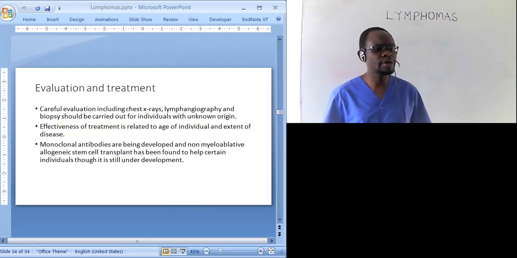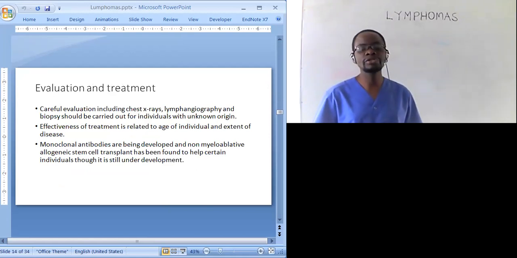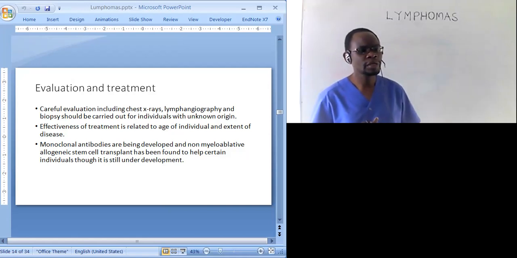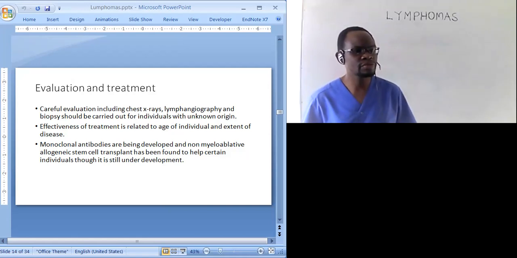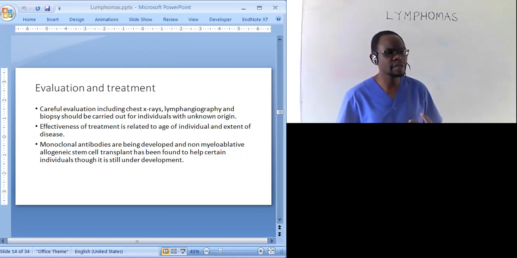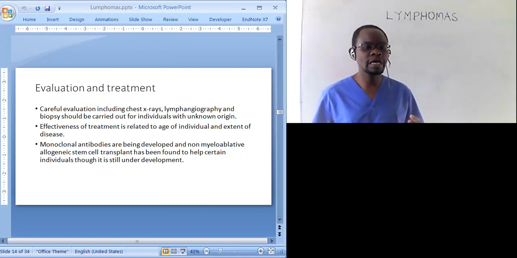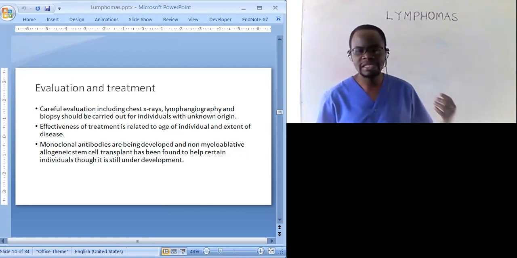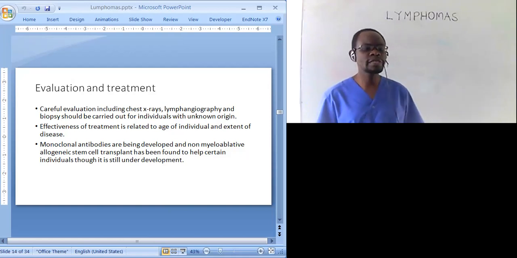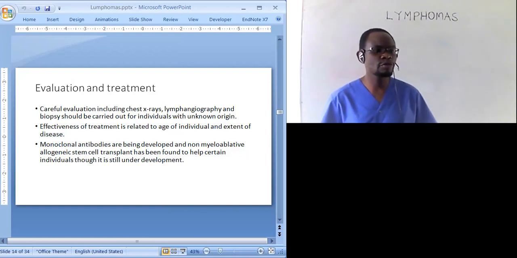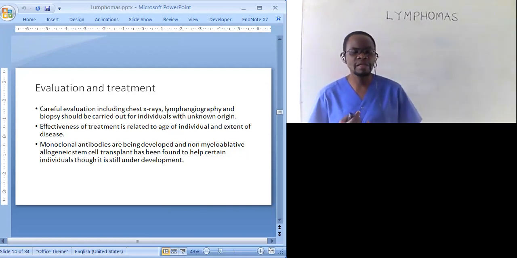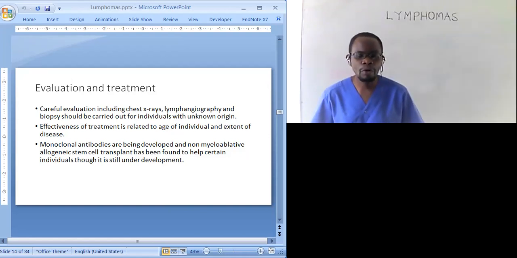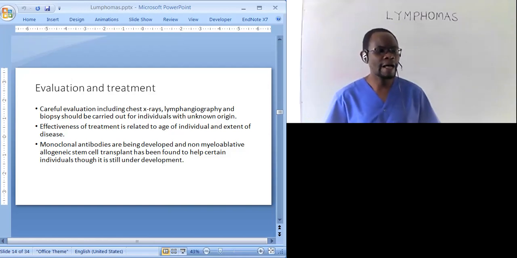Now, it is very important, as far as evaluation and treatment is concerned, to do a careful evaluation, including chest X-ray, as we said, things like lymphangiography, and then biopsy, because for us to determine whether it is Hodgkin's or non-Hodgkin's, we need to do a biopsy. And of course, this is done by the oncologist who will determine the presence or absence of Reed-Sternberg cells, and therefore conclude that if the Reed-Sternberg cells are present, then indeed this is Hodgkin's lymphoma.